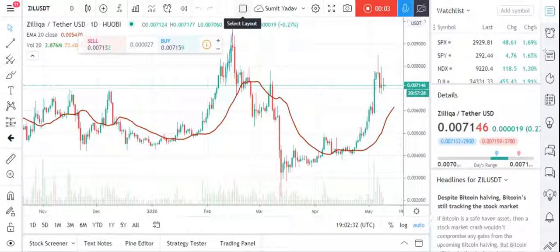Hello guys, today we'll try to learn what Fibonacci retracement levels are in technical analysis and trading. Fibonacci retracement levels are horizontal lines that indicate where support and resistance are likely to occur. They are based on Fibonacci numbers, so that's why it is called Fibonacci retracement.